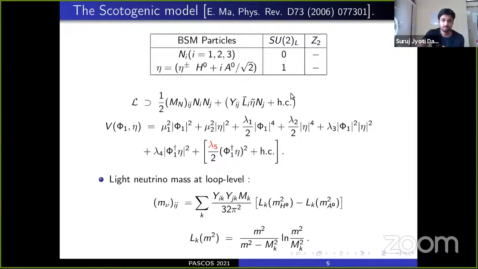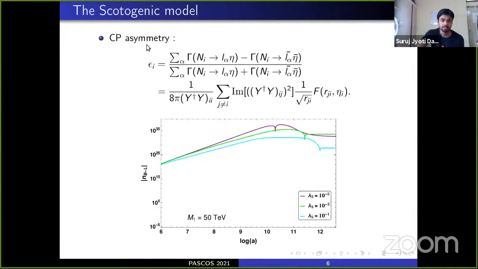Now, because of this Z2 symmetry, there cannot be any neutrino mass at tree level. But there can be a neutrino mass at loop level, which is given by this expression, where Y are the Yukawas and L are functions of the BSM particles present in the loop. The CP asymmetry in this model, if we ignore the flavor effects, can be written in this form, where again F are functions of the masses of the BSM particles. Here I have shown the evolution of the comoving B minus L asymmetry as a function of the scale factor, with the variation of lambda 5. If lambda 5 is quite small, then the washout effects become important.